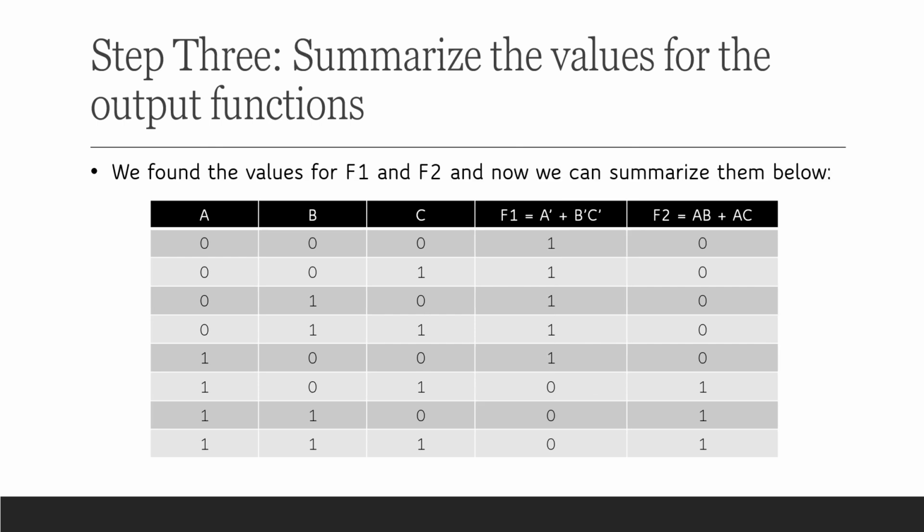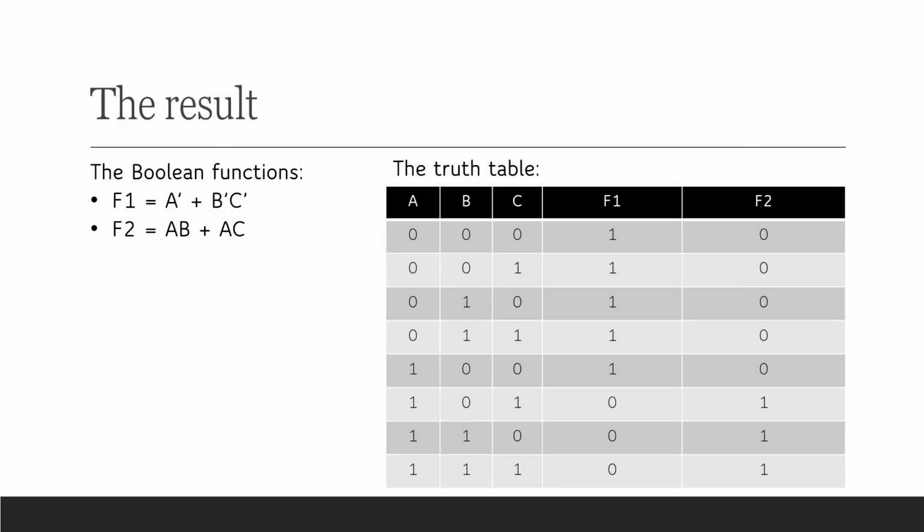So now we can summarize the values of the output functions into one truth table. We can see those results here. So now we're left with our final results, which are the Boolean functions and the truth table.